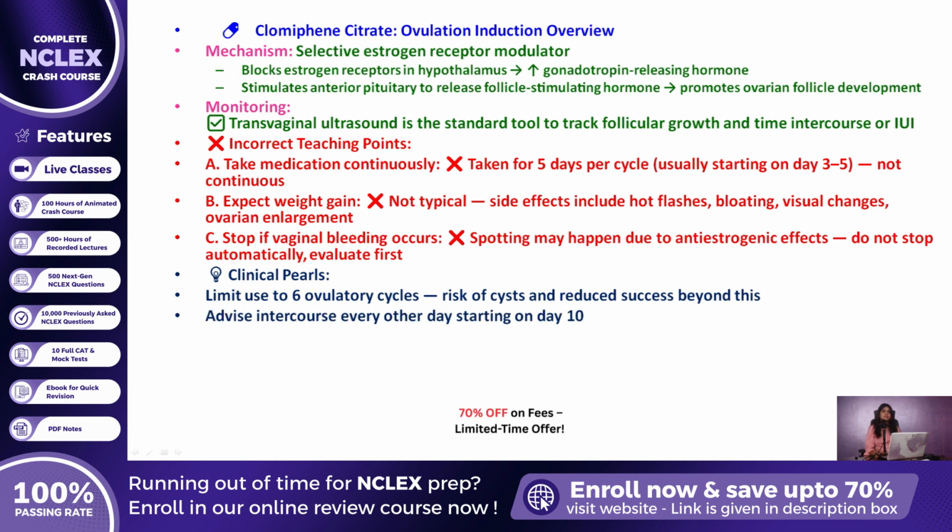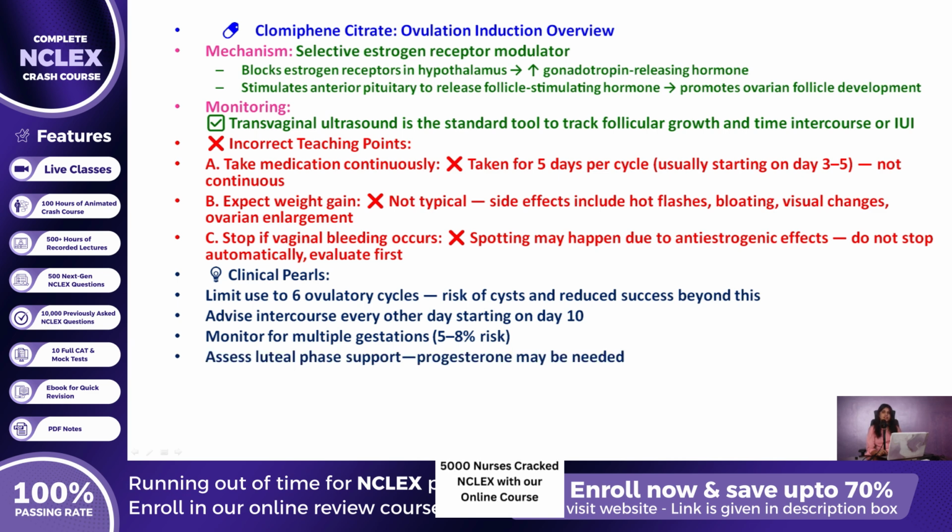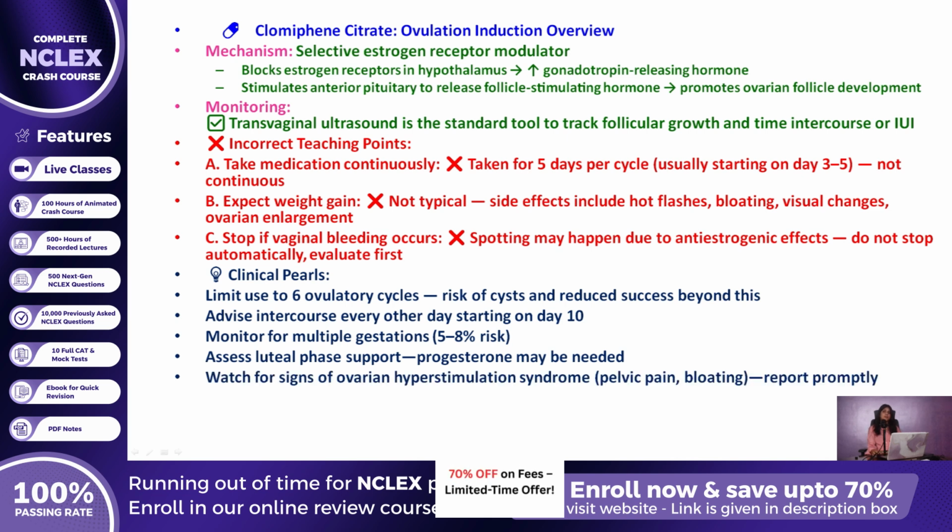Educate clients to have intercourse every other day, starting on cycle day 10 to maximize the chance of fertilization once the dominant follicle matures. Also assess luteal phase adequacy, as Clomiphene can thin the endometrial lining, and some clients may require progesterone supplementation. Remind clients about the elevated risk of multiple gestations, which is about 5 to 8%, and the importance of early ultrasound if pregnancy occurs. Lastly, teach clients to report symptoms like pelvic pain or bloating promptly, as these may indicate ovarian hyperstimulation syndrome, requiring prompt evaluation and possibly canceling or adjusting the cycle.